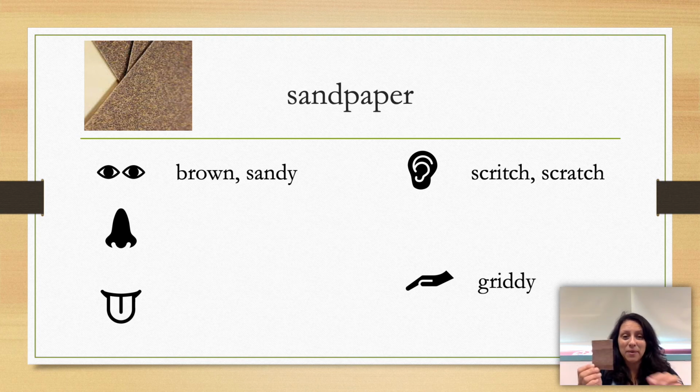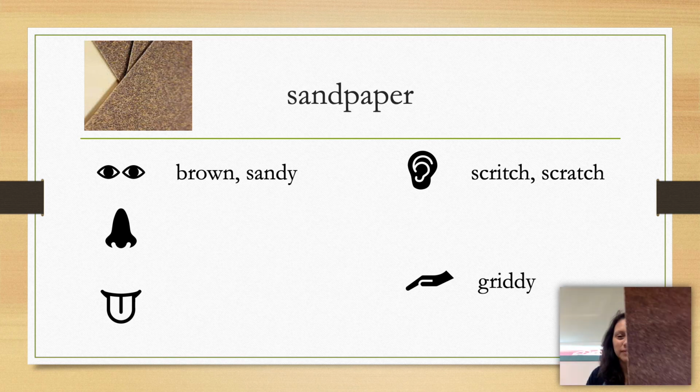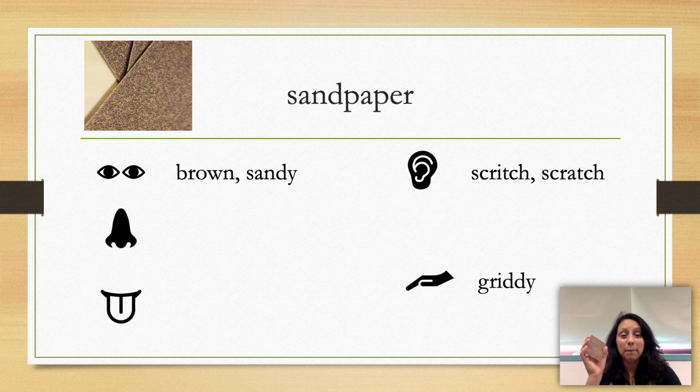It can make a sound, not on its own right now. It's quiet. But when I rub it against something like wood, it does make a sound. Listen. Did you hear that? I'll do that again. So I describe that sound as scritch, scratch in my journal.